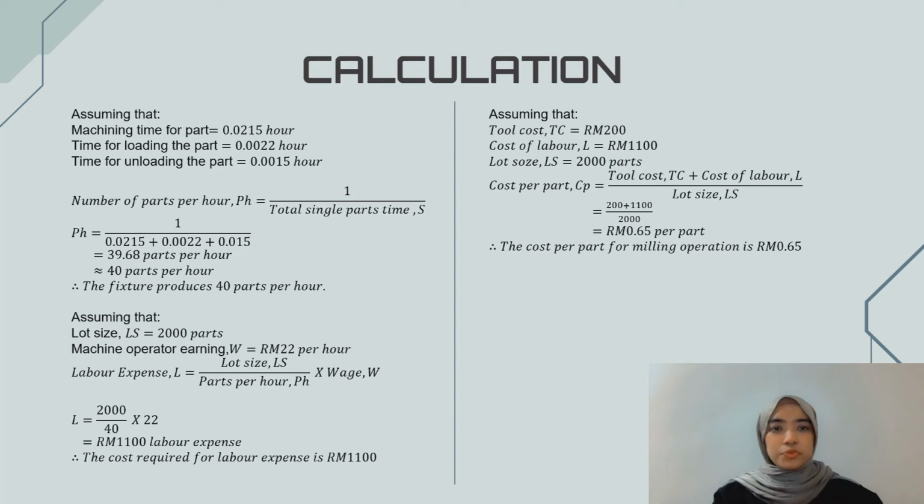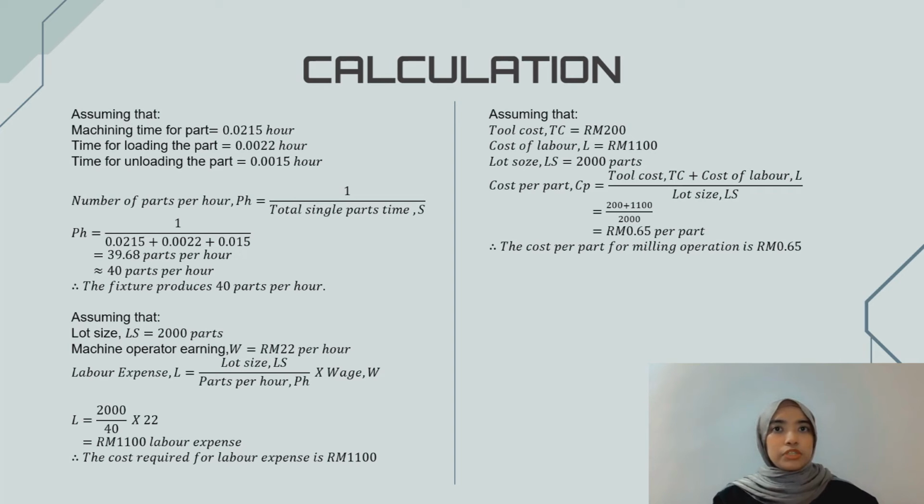Next, we assume that the lot size is 2000 parts and the machine operator earns 22 ringgit per hour. With the formula, labor expense equals lot size divided by parts per hour multiplied by the hourly rate, we get 1,100 ringgit for labor expense.